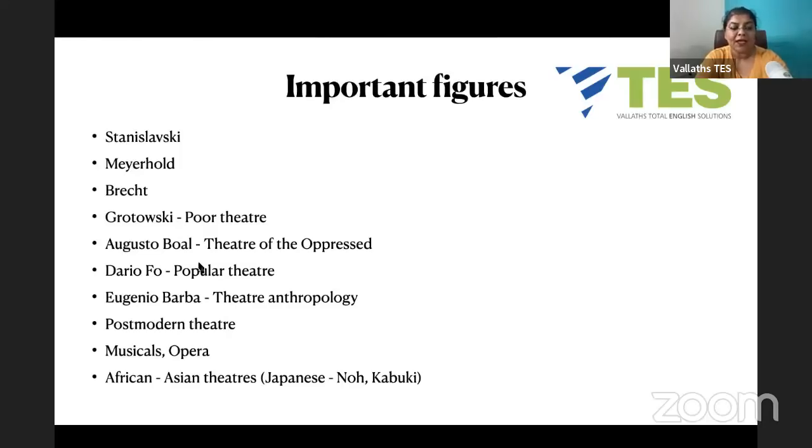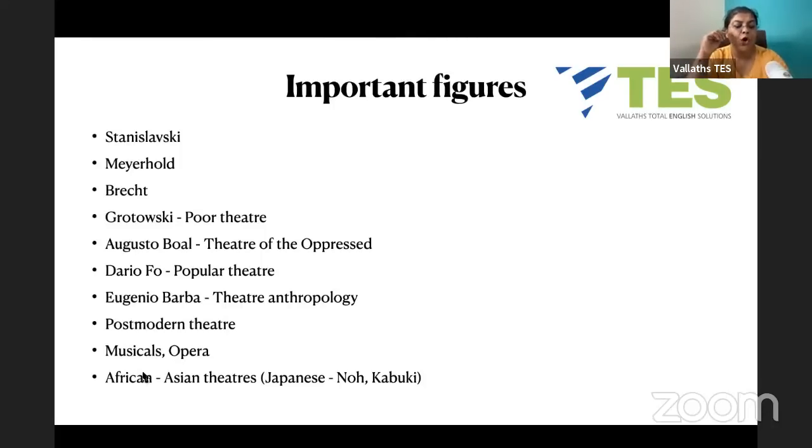And then there are musicals and operas. It should come in the previous slide, actually. Musicals and operas, they can ask a question: which is the longest running musical in the world? It is Les Miserables by Victor Hugo. In London, it is running. Musicals are drama, but full of acting and dance.